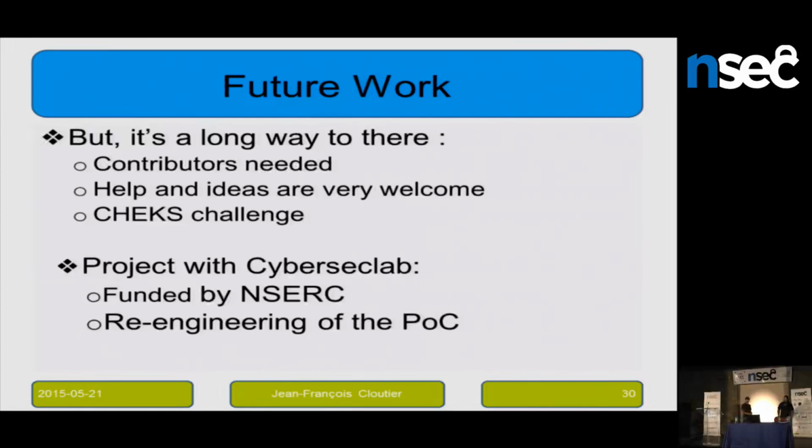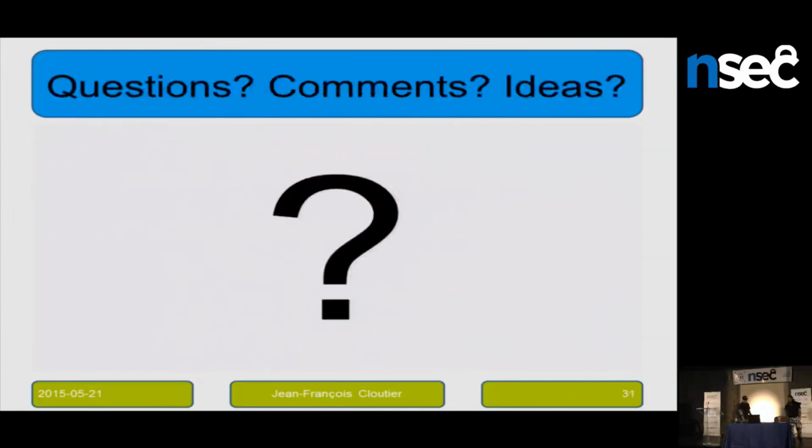So this summer, we have a small project that is funded partly by NSERC, the Natural Sciences and Engineering Research Council of Canada. And we will re-engineer the proof of concept, because that's my own implementation. It's a proof of concept, patch over patch over patch, just to make it work. So we're going to be building a new architecture with a better approach from what we've learned in the past.